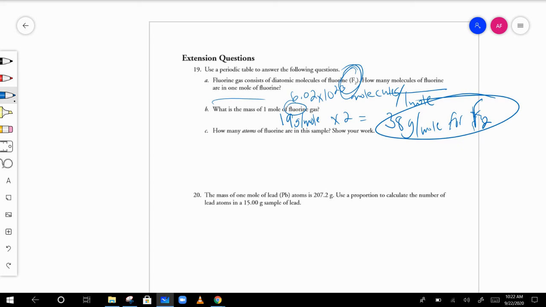How many atoms of fluorine are in the sample? If we want to know how many atoms of fluorine, there are 2 atoms of fluorine for every 1 molecule of F2. So we've got to multiply that, so we get 2 atoms of F.